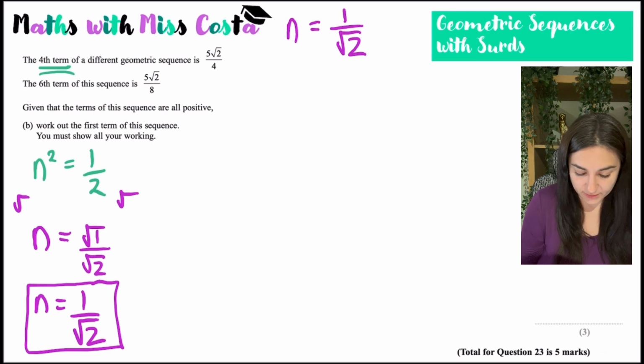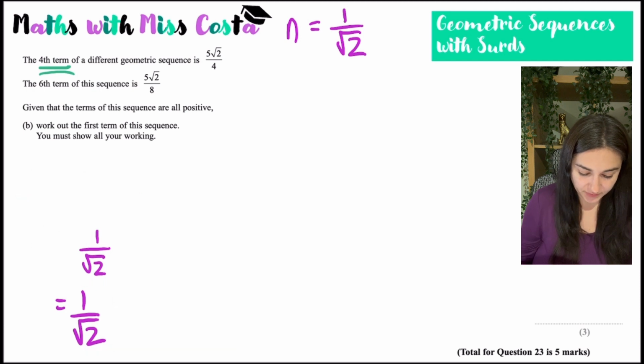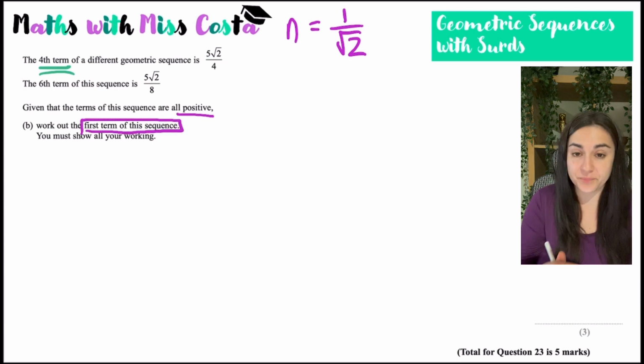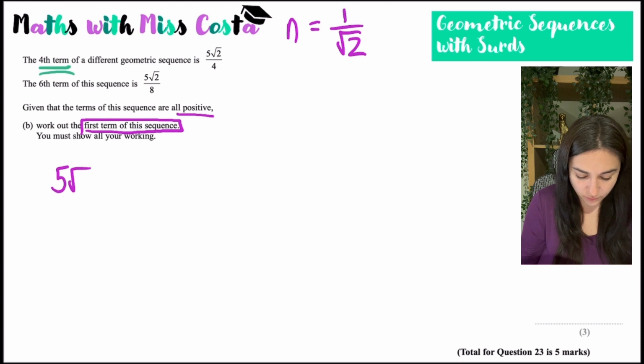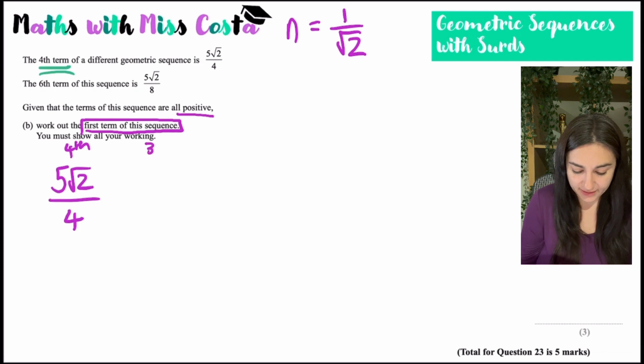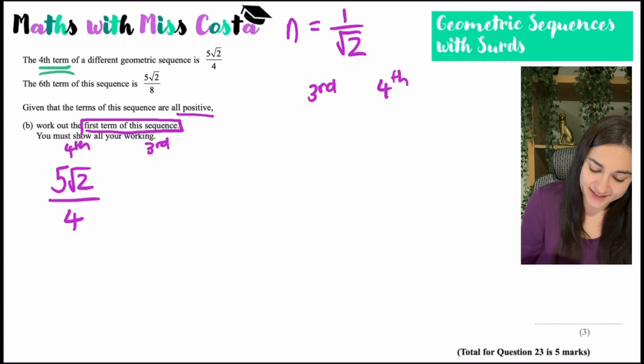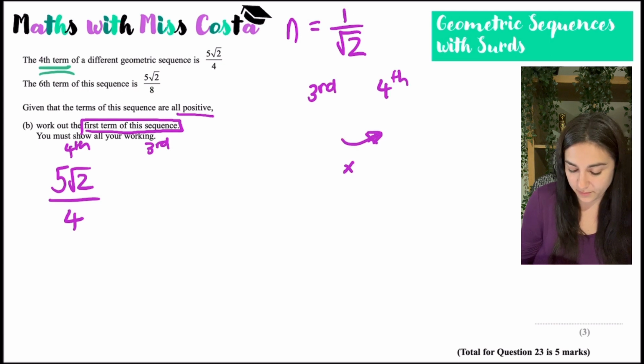And what's the question asking me to do? It's saying, given that the terms of the sequence are all positive, work out the first term of the sequence. Okay, so we know that we've got the 4th term, which is this. How would I get to the 3rd term? So let's just quickly demonstrate. To get from the 3rd term to the 4th term, I'm timesing by 1 over root 2. So to work my way backwards and to get from the 4th term to the 3rd term, I'm going to have to divide by 1 over root 2.